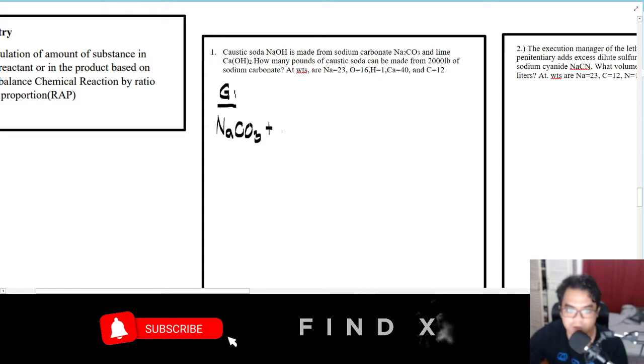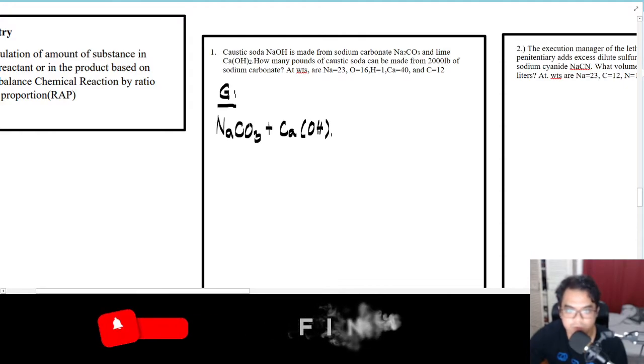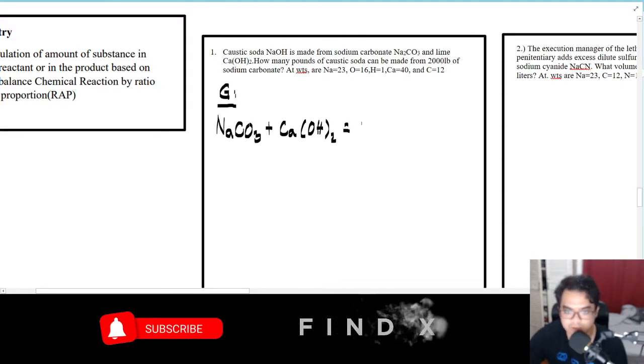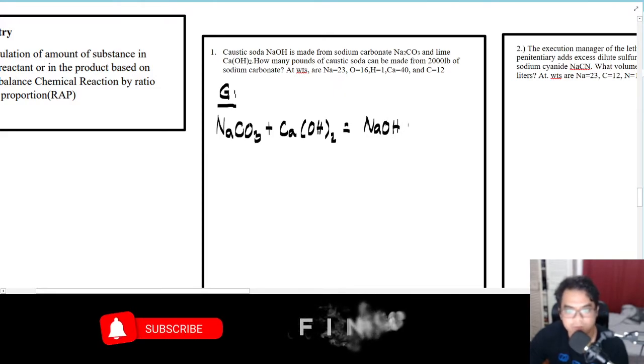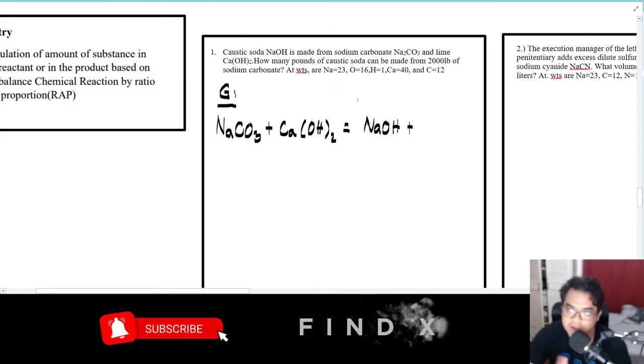Na2CO3, and then plus the lime, which is Ca(OH)2. So this should be equal to the caustic soda, which is NaOH. But we have to add here to make the equation balanced.